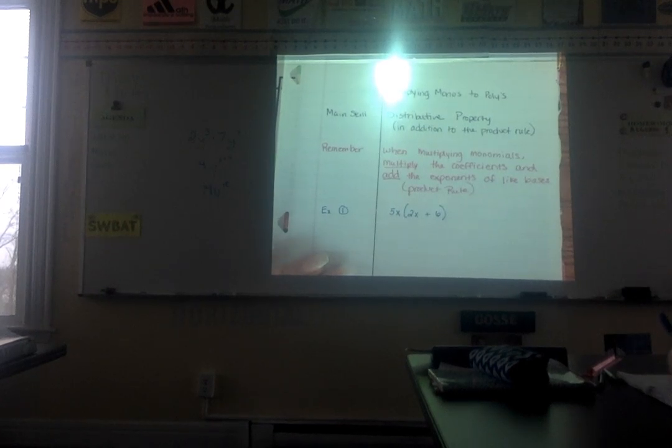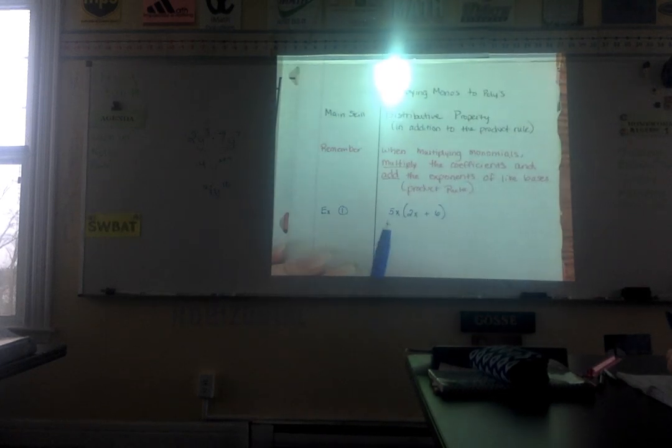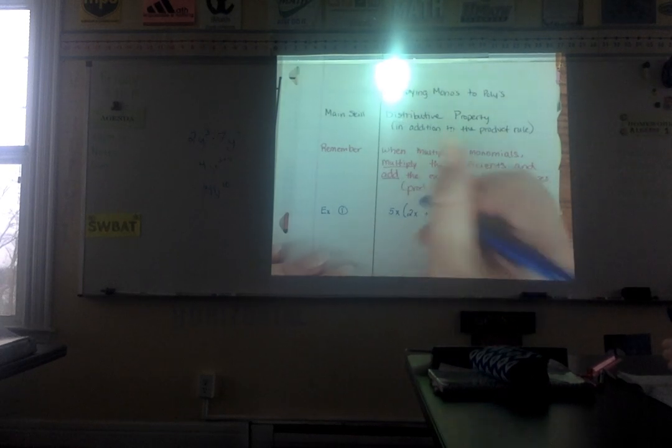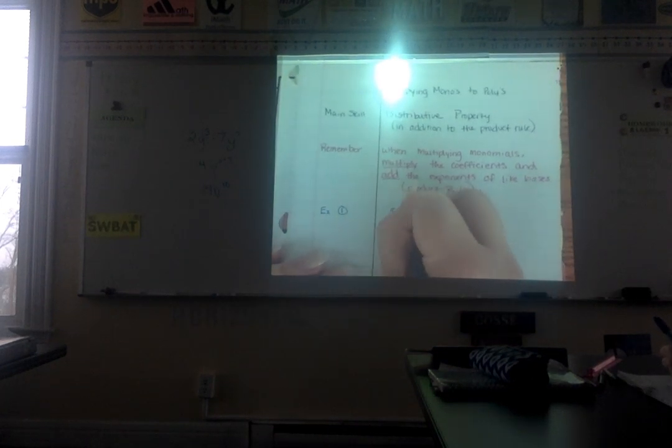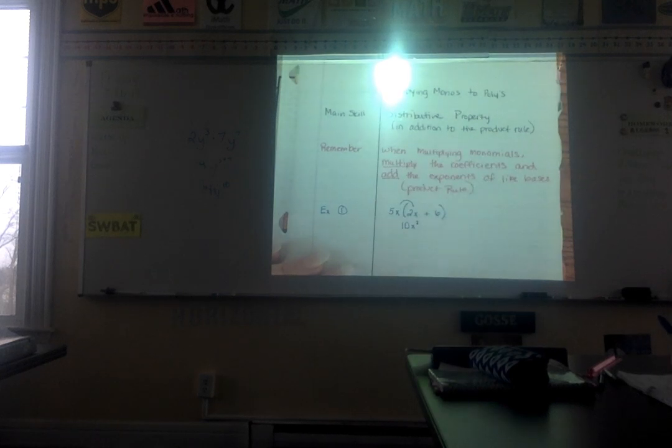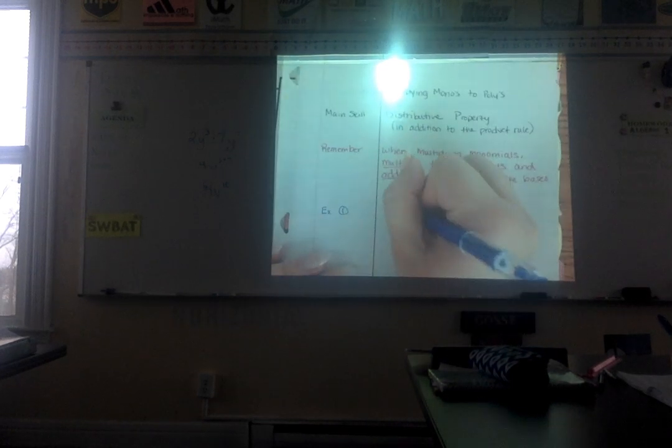Some of you have actually done this before when we did the distributive property, okay? But now you have a better understanding of what x times x is, because technically both of these bases of x have 1 as an exponent. So I'm going to distribute 5x to the first term. What's 5x times 2x? 10x squared.